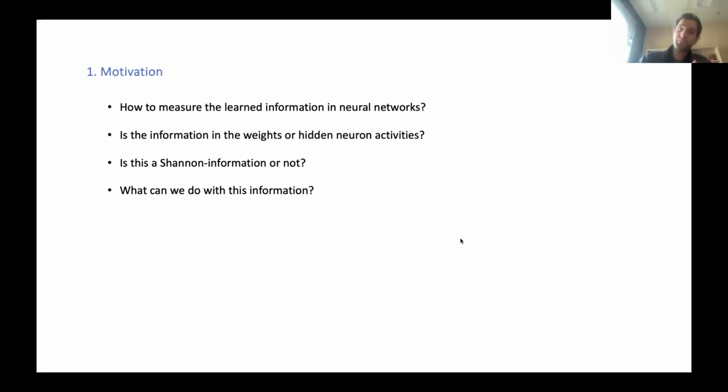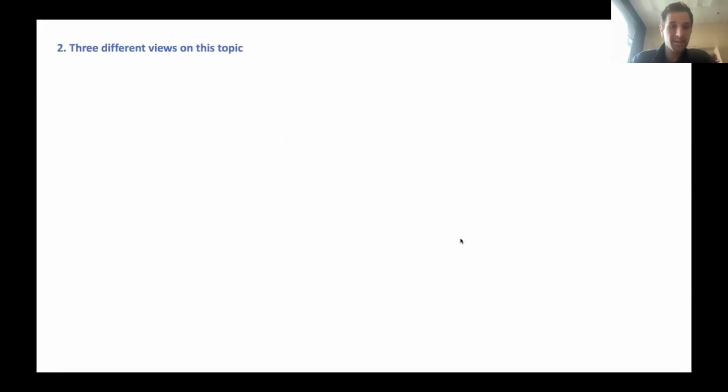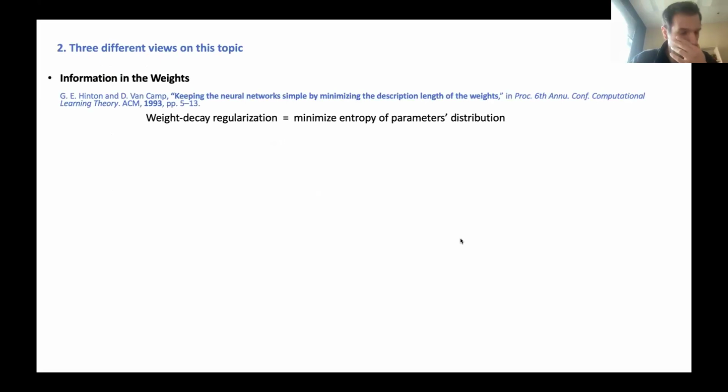Is it in the weights of your model or in the activations of hidden layers? Or is this a Shannon information that we can use entropy to measure, or is it a different type of information? And at the end, we will talk about what to do with this information, or what insight we can get from it. So let's review some of the work that people did on this topic.